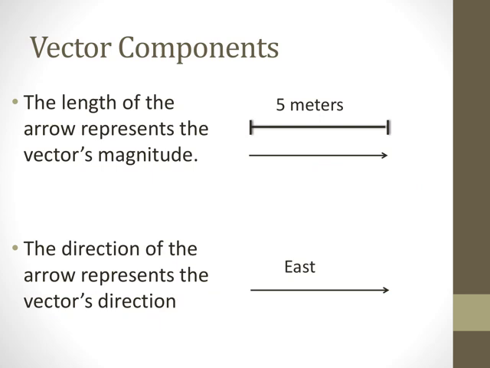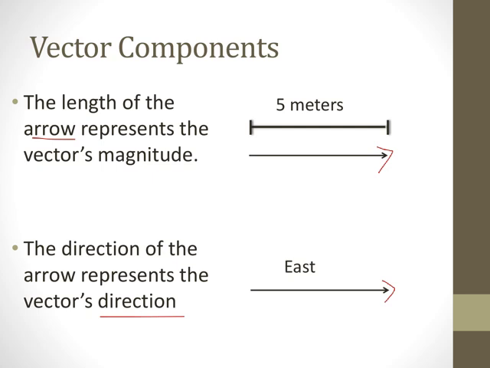When you draw a vector, you have to do it in a very specific way. We use arrows in order to draw vectors. And the point of the arrow is what indicates your direction, so east or left or right. The arrowhead will point in the direction that you are implying.